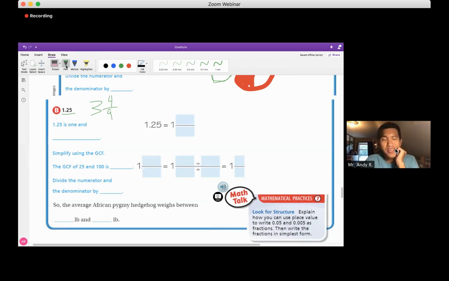Okay, so how do we convert 1.25 into a fraction, or, well, in this case, a mixed number? Because see, there's a 1 before the decimal, so we know that there's definitely a 1 as a whole number. There's one whole number here. Okay, so what do we do?